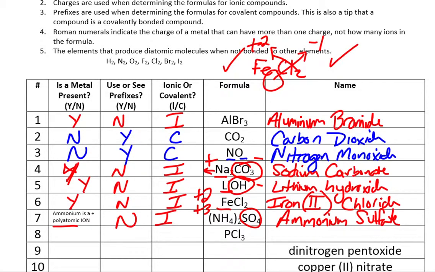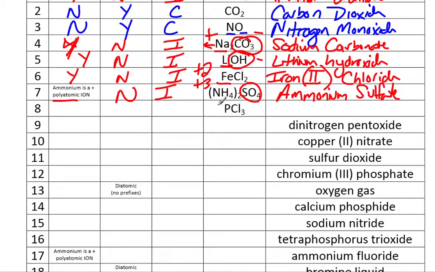All right, now I look at the next one, and I see phosphorus and chlorine. Neither is a metal, so there's no metal. That means it's covalent, and yes, I have to use prefixes. There's one phosphorus, so I just write phosphorus, and then trichloride.